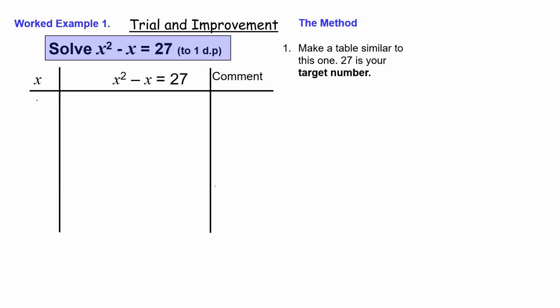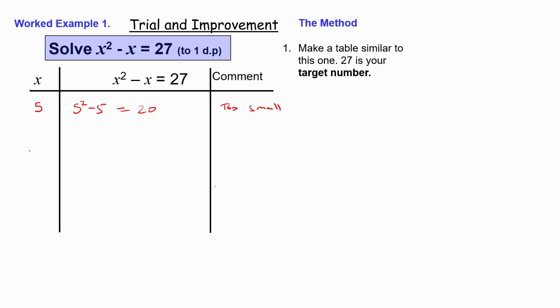So in the first instance, say we guessed that 5 was a good place to start. So we'd say that x equals 5. Now we substitute that into this equation here, so wherever we see x, we put a 5. So it's 5 squared minus 5. We work that out: 5 squared is 25, minus 5, and the answer is 20. That's smaller than 27, so that's too small.